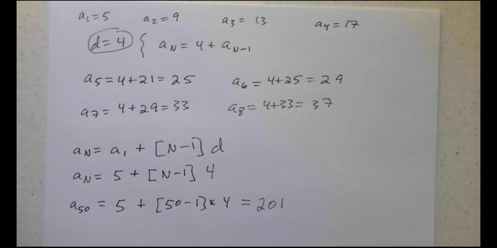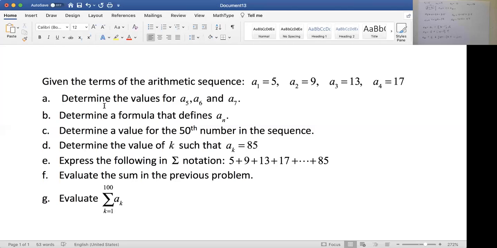And then what is asked? Find the value of k such that A sub k is 85. So 85 is over here. I want to solve for k. So A sub k would be 5 plus k minus 1 times 4.